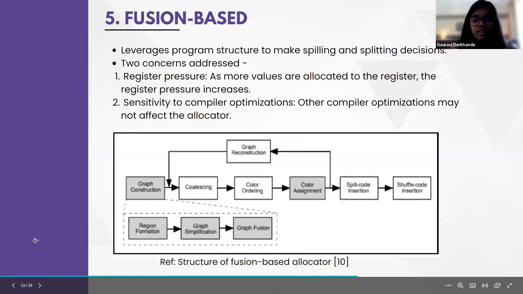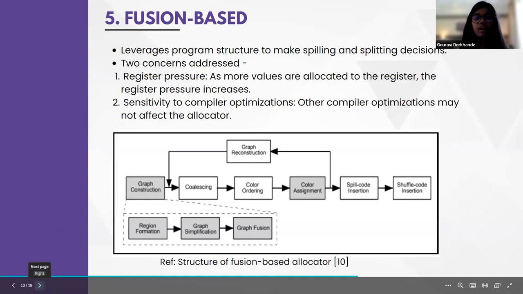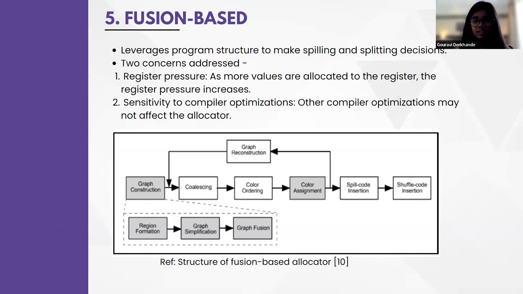This algorithm follows a region-based approach in which the first step is to form the regions, which are dynamic and adaptable. These regions have their own interference graphs according to the live ranges that are present in that region. The second step is graph simplification, in which if the graph can be simplified further, then spilling is not really required. And if it can't be simplified, then the decision of which variable to spill is taken in the graph merging step. The third step is the graph merging step, in which the graphs of all the regions are merged and the splitting and spilling decisions are taken. And the fourth and last step is the register assignment, in which the variables are allocated registers in accordance with the previous step.